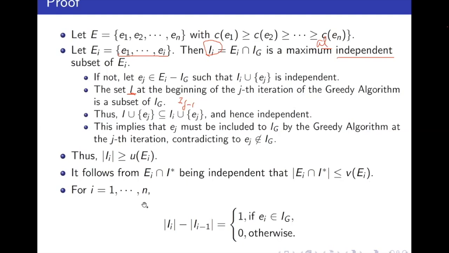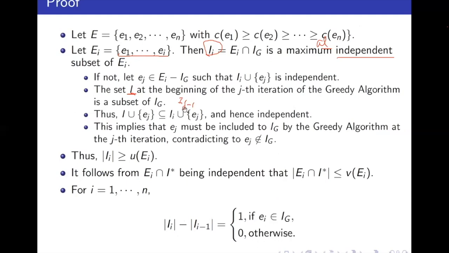So now from i from 1 to n, we look at the difference. They could either be equal or they could be different by 1, right? Because each time we add one element to it. So if E_i is in I_G, which means that E_i is included in I_G at the i-th iteration, which is at the i minus 1 iteration, and earlier this E_i has not been looked at. So if it's in I_G, it's equal to 1, otherwise it is 0.